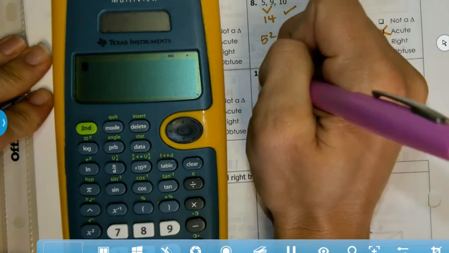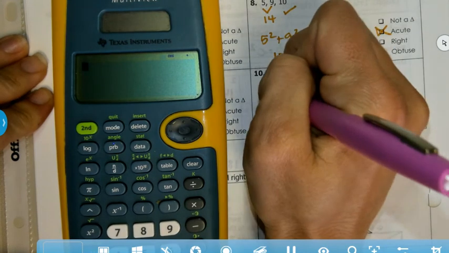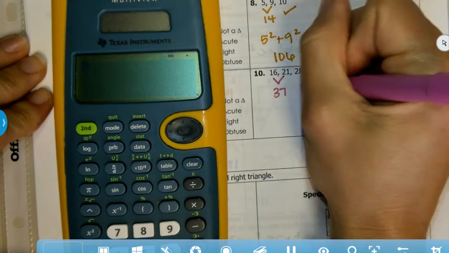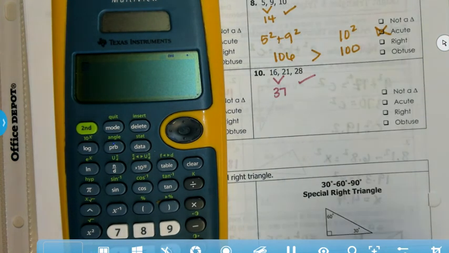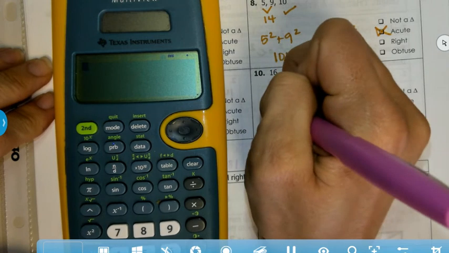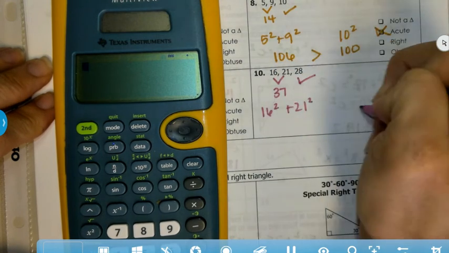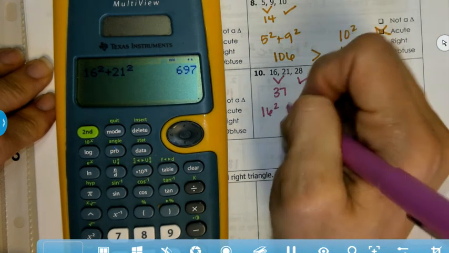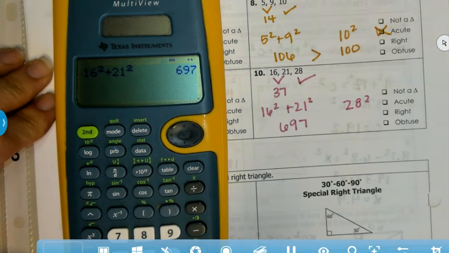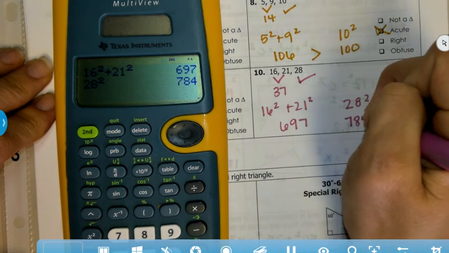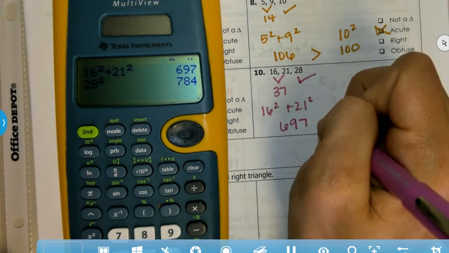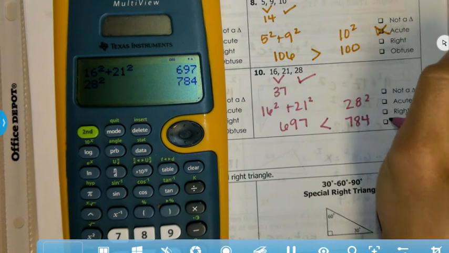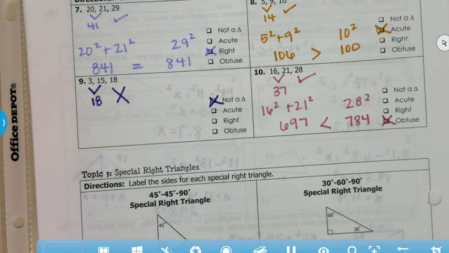So hopefully we did 16 plus 21, and we got 37. And 37 is bigger than 28, so we are good to go. This is a triangle. So then we do 16 squared plus 21 squared, and we compare that to 28 squared. So 16 squared plus 21 squared gives us 697. And then we have 28 squared, and that is 784. So 697 is smaller than 784, so this is an obtuse triangle.